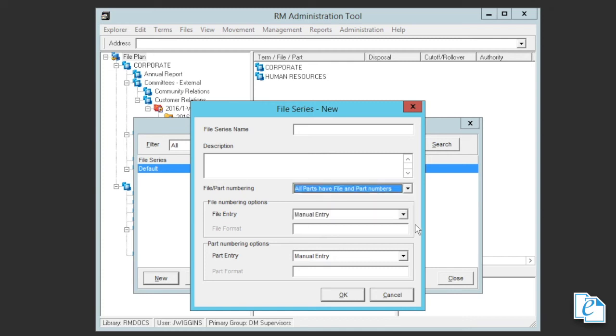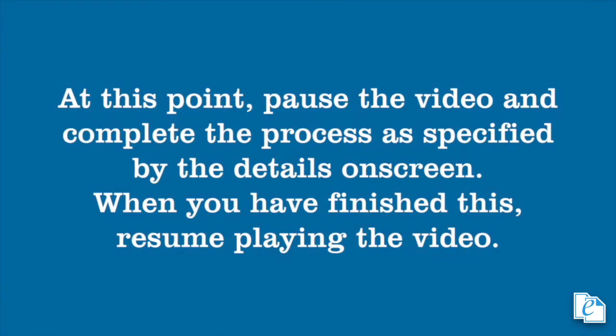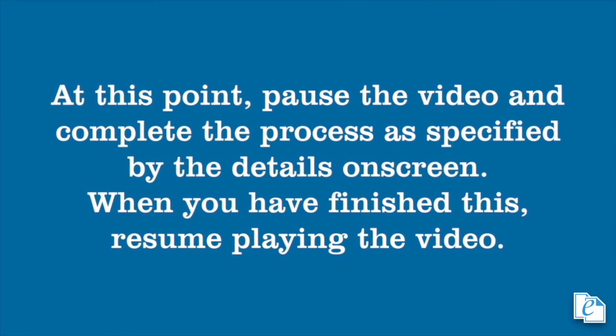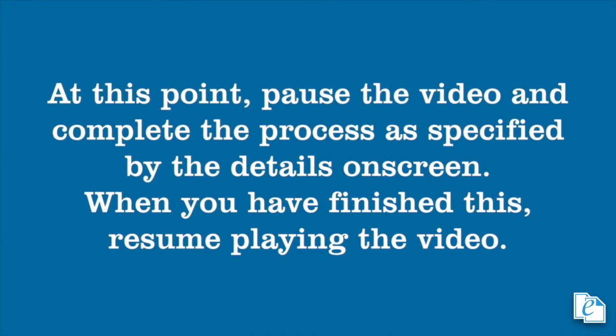Next, define how a number is assigned. In both sections, there are identical options. Manual entry, where a number is manually assigned. Auto-generate, where the number is generated automatically. And auto-generate with manual override, where the number is generated automatically but can be overridden. At this point, pause the video and complete the process as specified by the details on screen. When you finish this, resume the video.